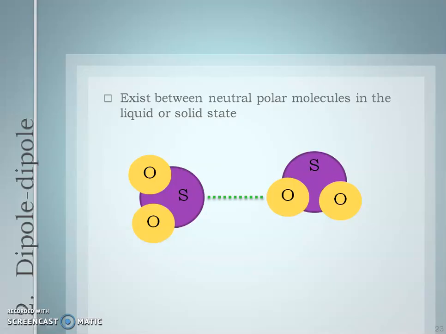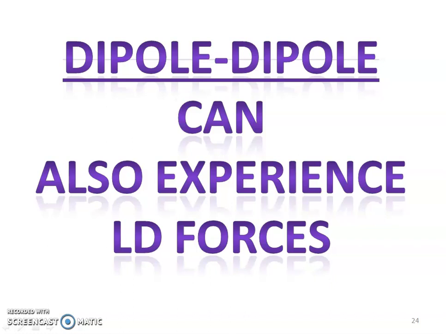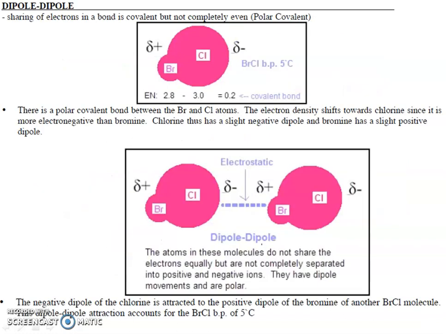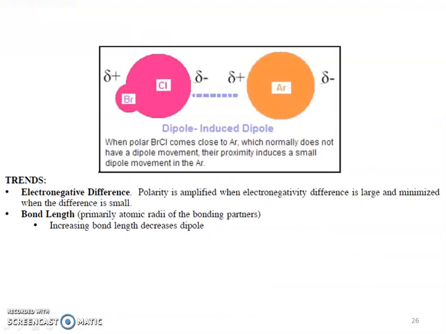So what's dipole-dipole? Well, this is going to be the force of attraction between the negative oxygen from this molecule and the positive sulfur from this one. They are already polar molecules. They already possess those partial charges. So it is the attraction between the two. So if you have a dipole force, that means you can also have London dispersion forces. So again, pause the video and read.